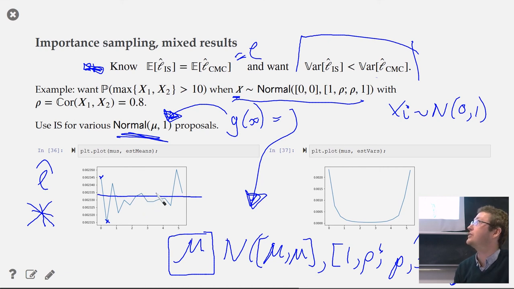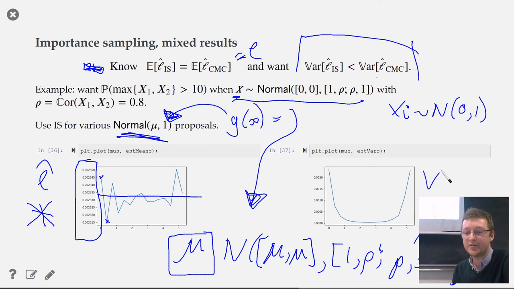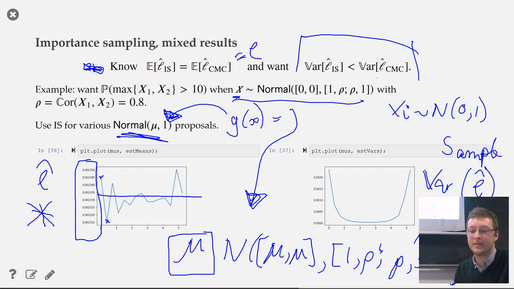Obviously, this plot doesn't really look like all those lines are so close, but the axis is actually zoomed in quite a lot. All these estimates are 0.0023 something, something. So they're all saying the same answer, more or less. But then on the other side here, the plot shows you the variance of the different estimators. Well, I should say the sample variance. And this is, in a sense, a measure of the performance. So the less variance you have, the better your important sampling estimator.